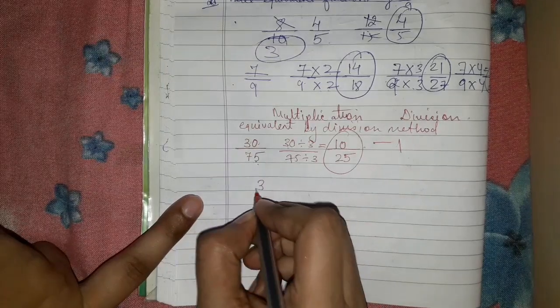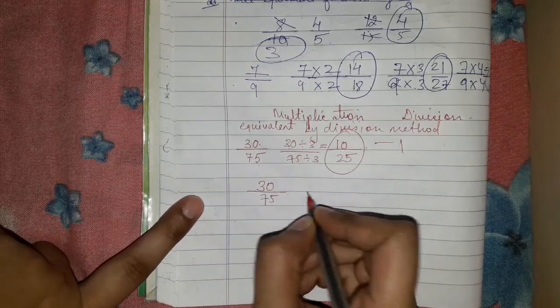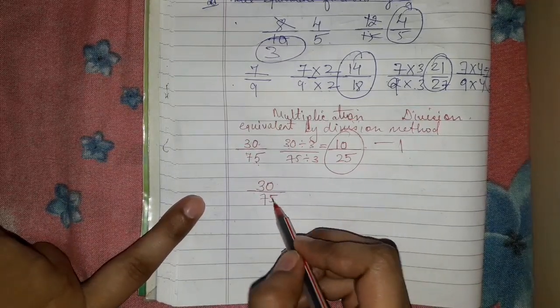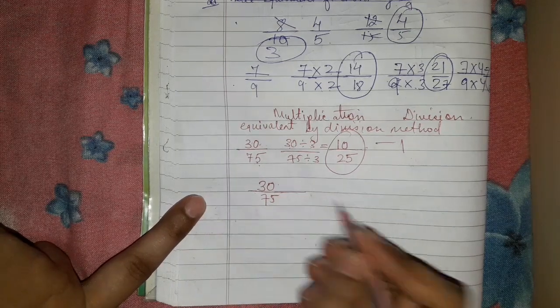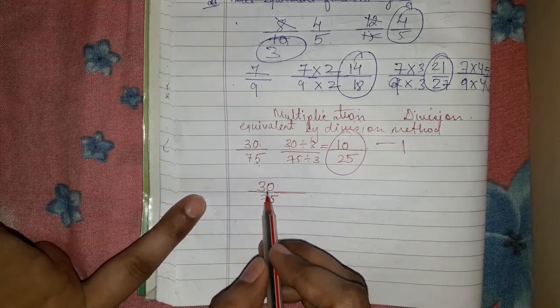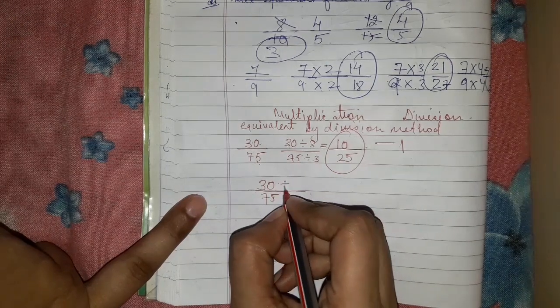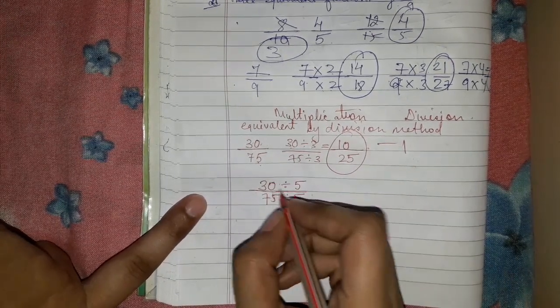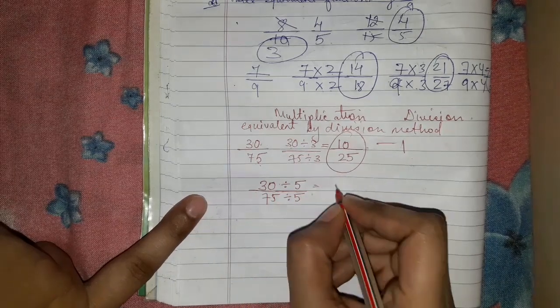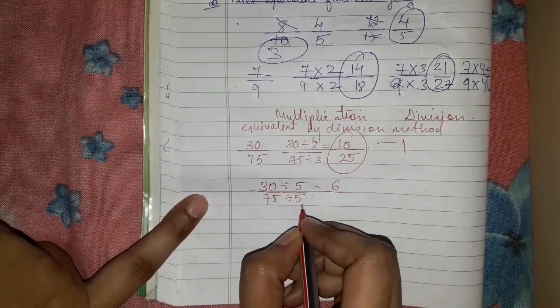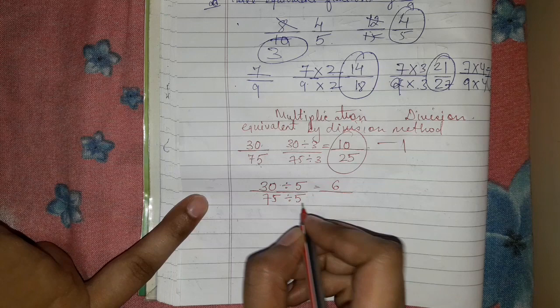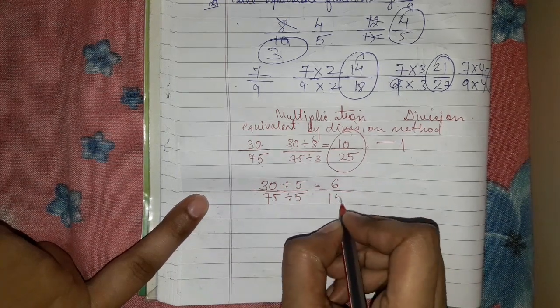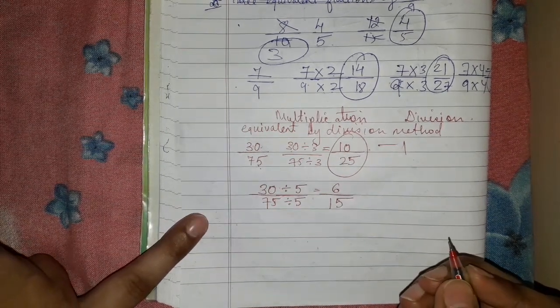For the second equivalent fraction, I again look for another number which can divide both these numbers together, a number into which both these numbers go. So the second number I can take here is 5. So 30 divided by 5 will be what? 6, and 75 divided by 5 will be what? 15. Is it clear?